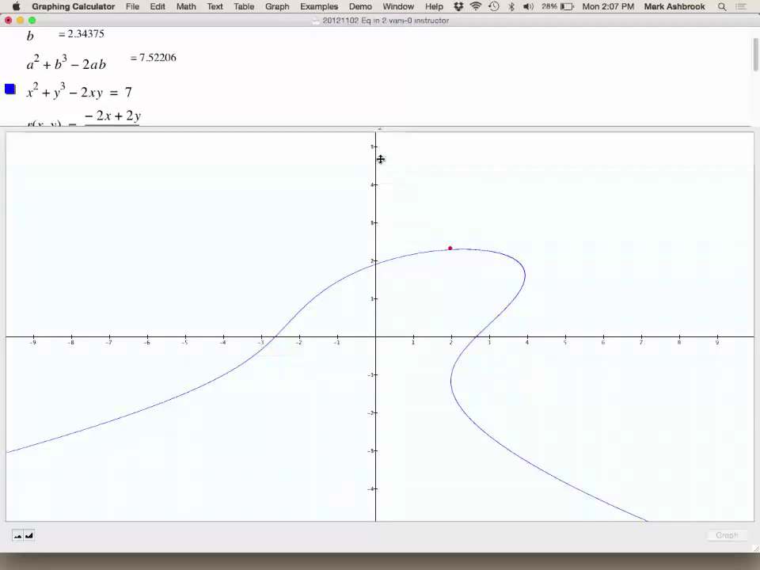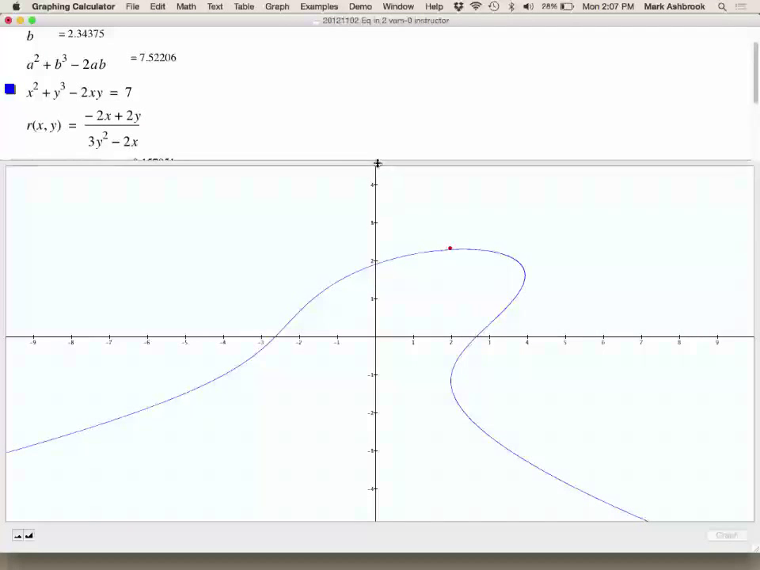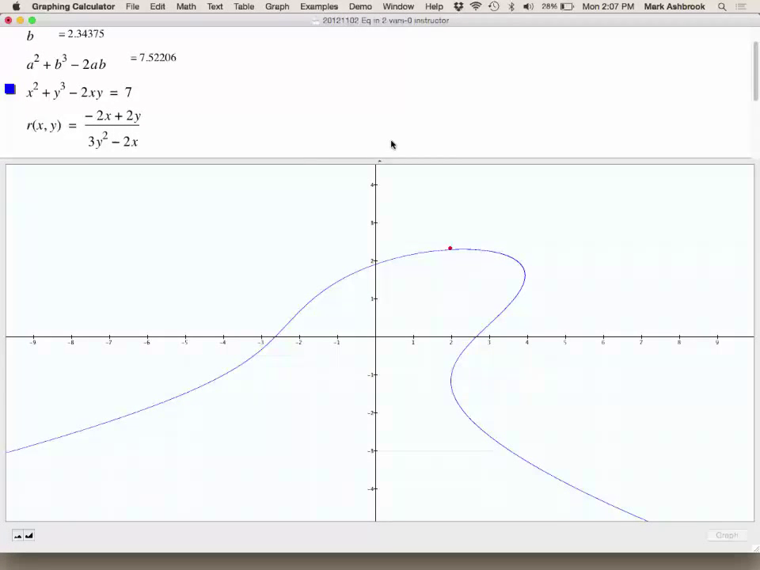So is that what we got? Now I've entered that in. I've called it R, and I've made it a function of two variables, which it is. It's a function of x and y. And the formula is negative 2x plus y, over 3y squared minus 2x. So let's look at this top point where x equals 3. I guess that's the best I can do. I'm going to zoom in on that.